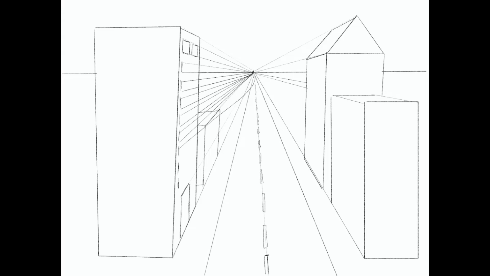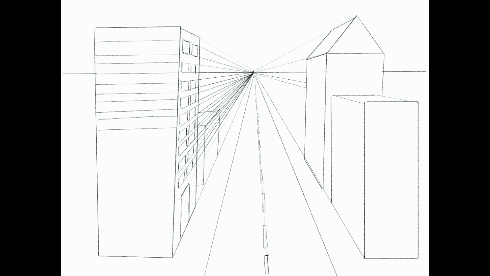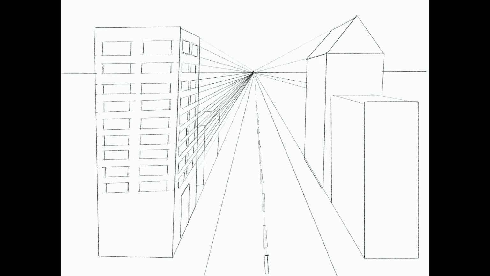Next, I added some paths next to the road and some dotted lines that get smaller as they go into the distance. Here you'll notice I put lots of lines so that I can make sure that the windows of the building conform to the rules of perspective. After I've got all the lines in, I rub out all the excess lines that I don't need.